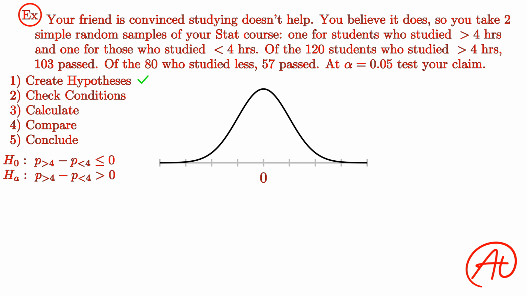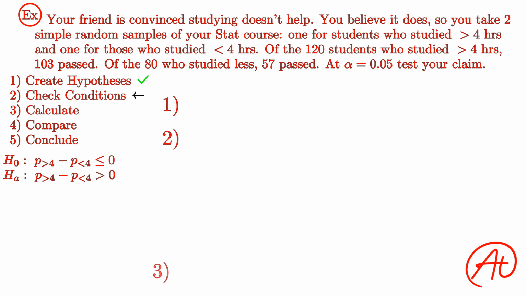Alright, with that added to our distribution, let's set that aside for now and we will return to it later. Now that we have our hypotheses in drawing, we next need to check certain conditions. For two sample z-tests for proportions, there are 3 different conditions that need to be satisfied in order for us to be able to use this test type.